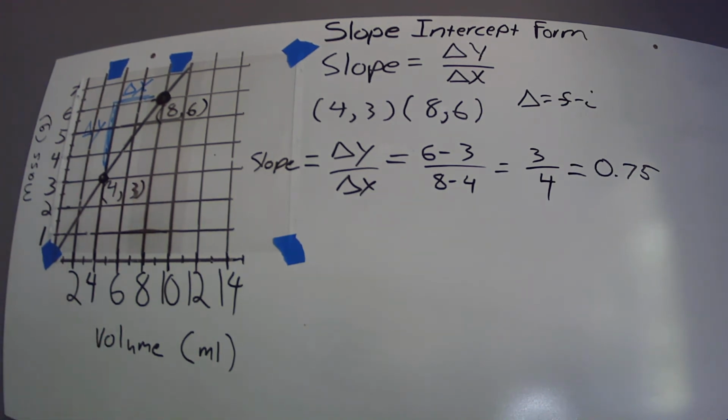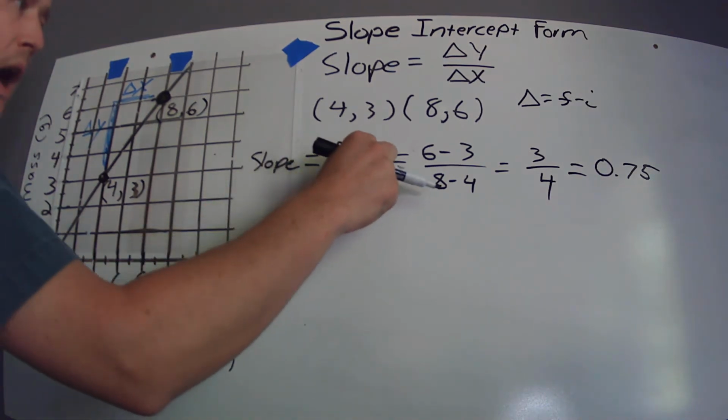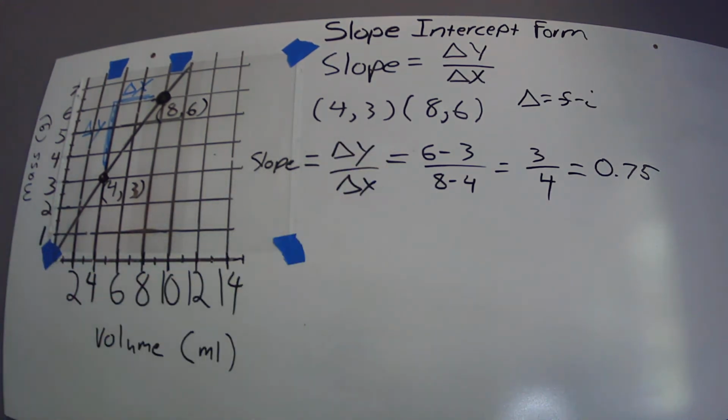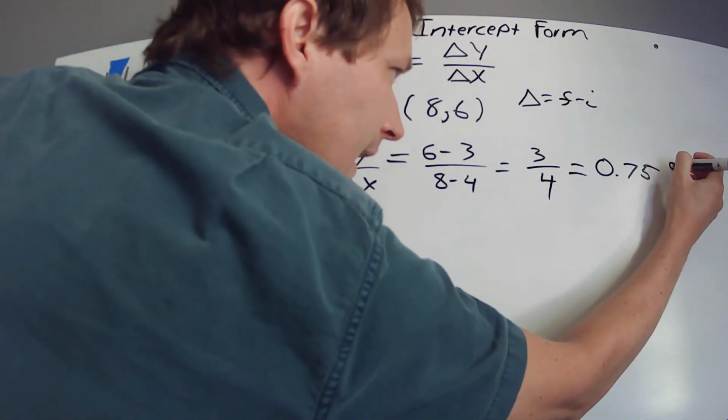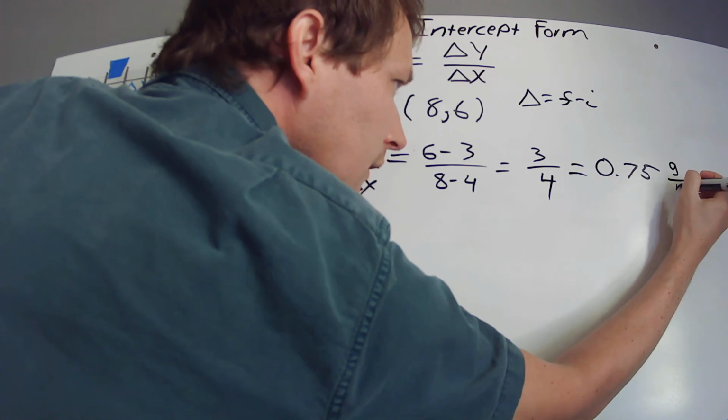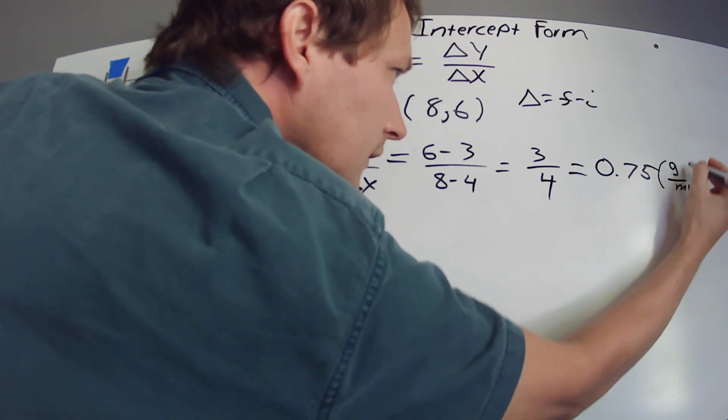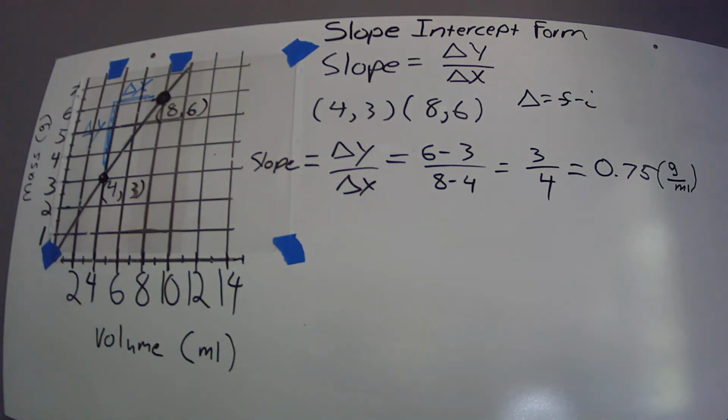Now the other thing we have to do is we need a unit, right? On every number we need a unit. So we've got 0.75 what? Well, we did y over x, the change in y over the change in x. So we should just use the units in y and the units in x. We did grams divided by milliliters. So this is actually 0.75 grams over milliliters. There you go. So that is my slope.